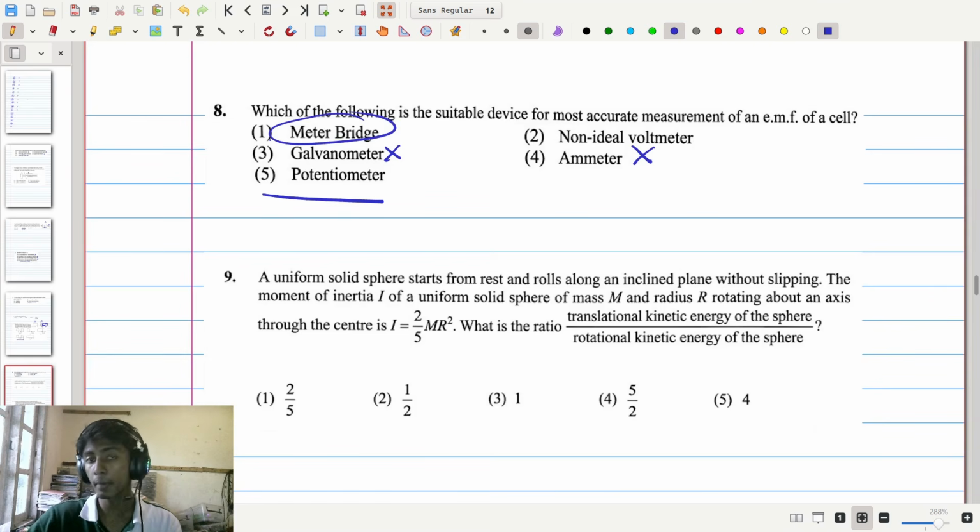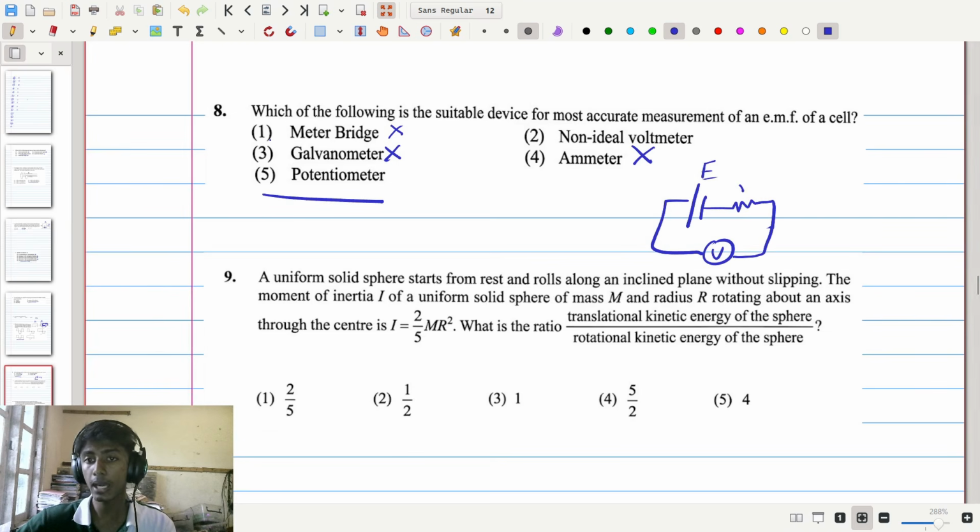Meter bridge is wrong because a meter bridge is used to measure resistance, and the other one, non-ideal voltmeter, is wrong because a non-ideal voltmeter is a voltmeter that will draw some current. And when you draw current from a cell, if the cell has an internal resistance, then we are going to get on the outside for this voltmeter not the EMF E, but rather V equals E minus IR, where I is equal to the current drawn.